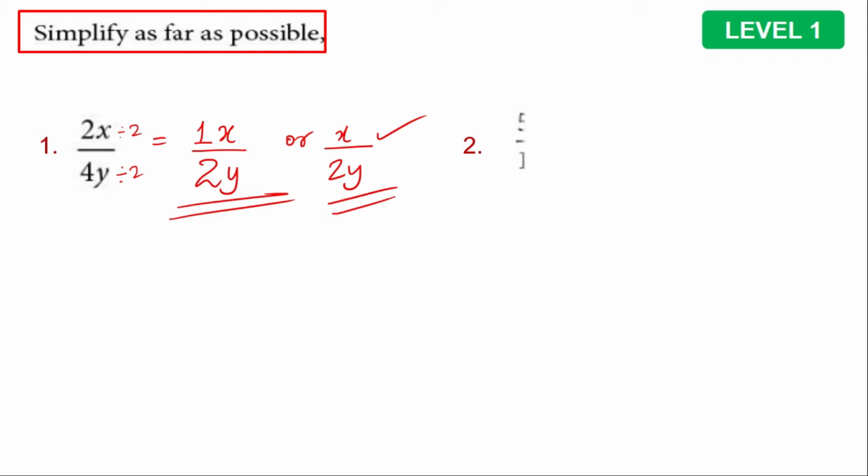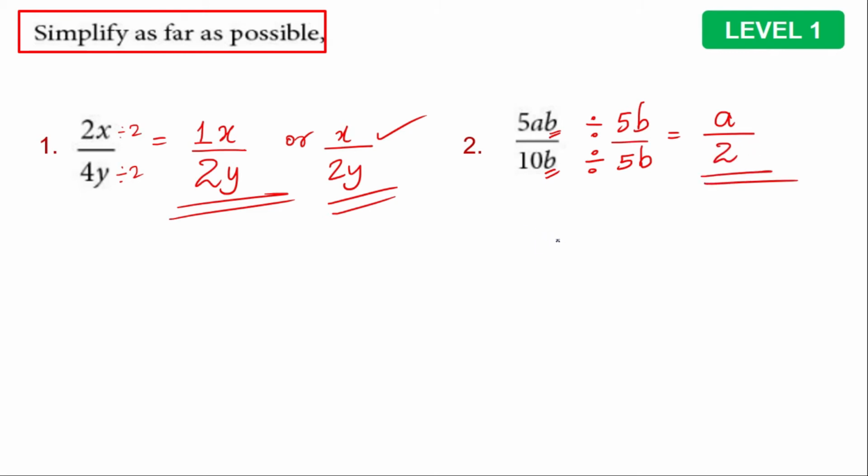Question 2. 5ab over 10b. Now looking at the numerical part, you have 5 and 10. Now the common factor between 5 and 10, you have 5 there. And you have a b, which is common for the numerator and denominator. So I'm going to divide the numerator by 5b and you'll divide the denominator by 5b. Your answer is going to be a over 2.